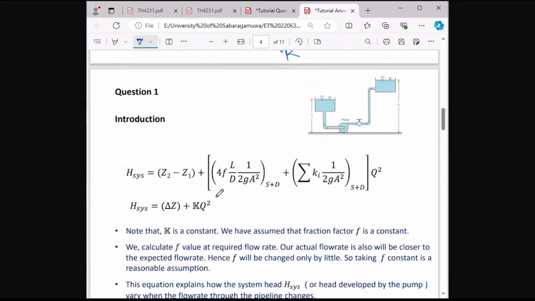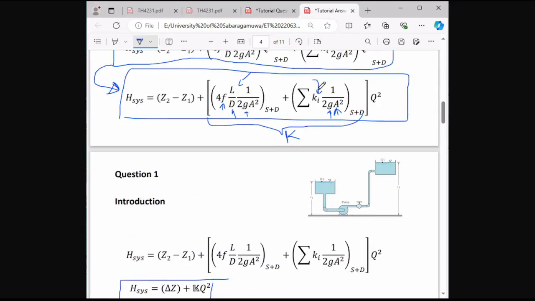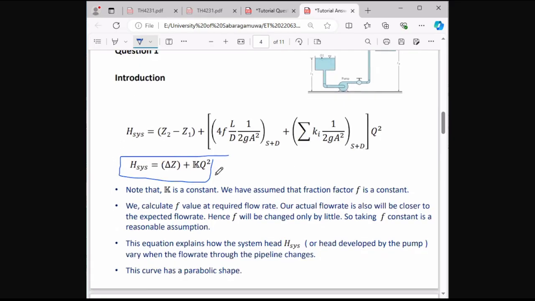Then you can write this equation. Then these are constant. Due to these constant values, we can say the total part should be constant. You need to write assumptions like this. Note that K is constant. We have assumed that the friction factor is constant.